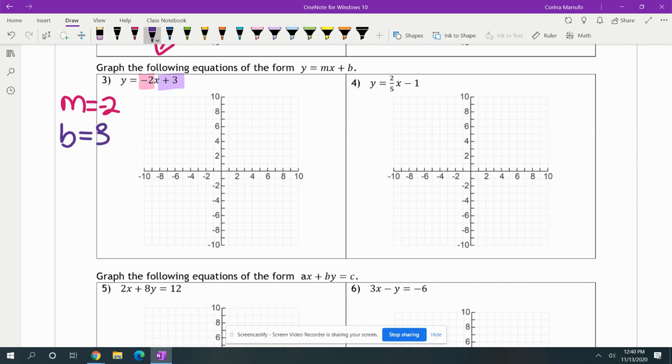So that is where we begin. That's why they put a letter b there. We begin on our y-axis at +3. And from there, we're going to go down 2, 1, 2, to the right 1. And then we go again down 2 to the right 1. And we keep going until we can't fit any more points on the graph. And then we connect them all.